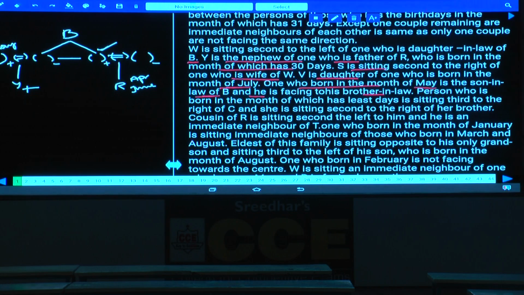As these two persons are facing each other, now we can fix these persons in the circular arrangement, because these two persons are facing. Facing means this person is also towards the center, that person is also towards the center. Okay, please remember this information.